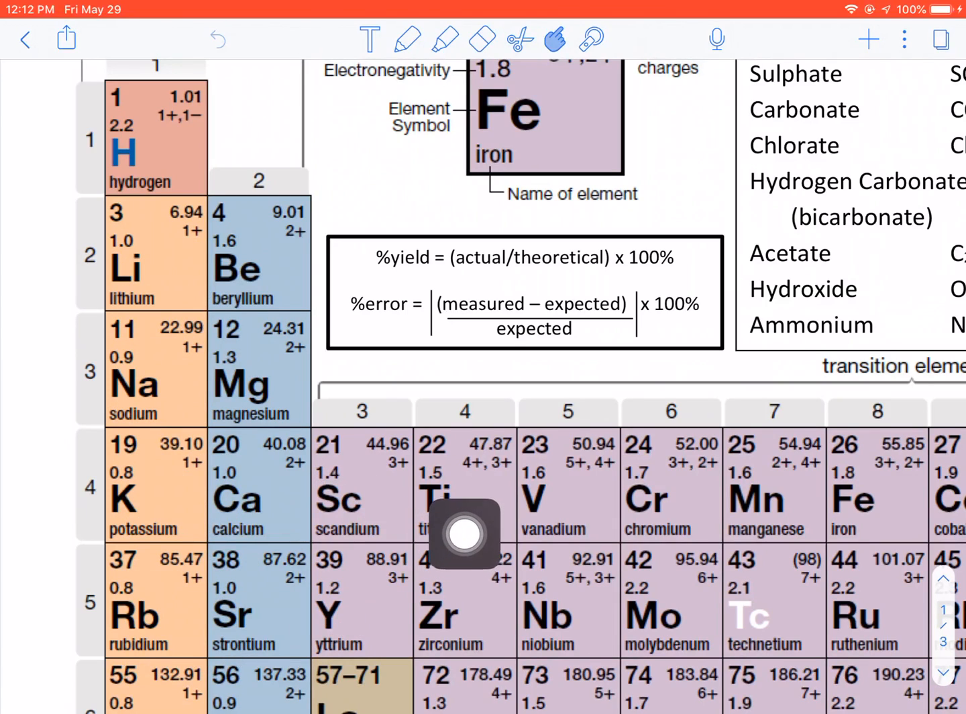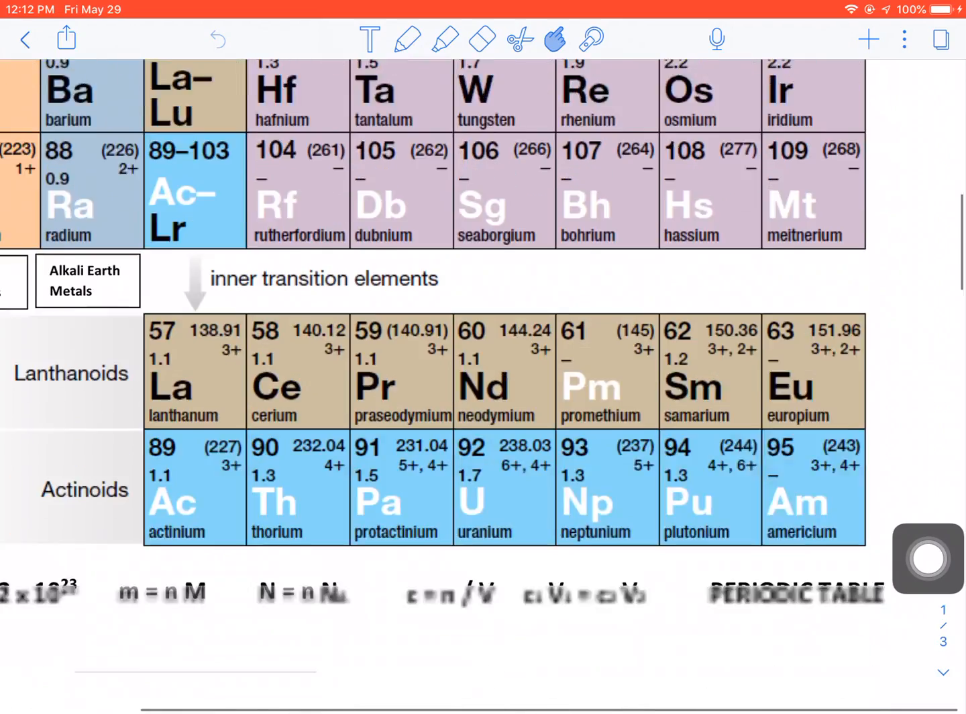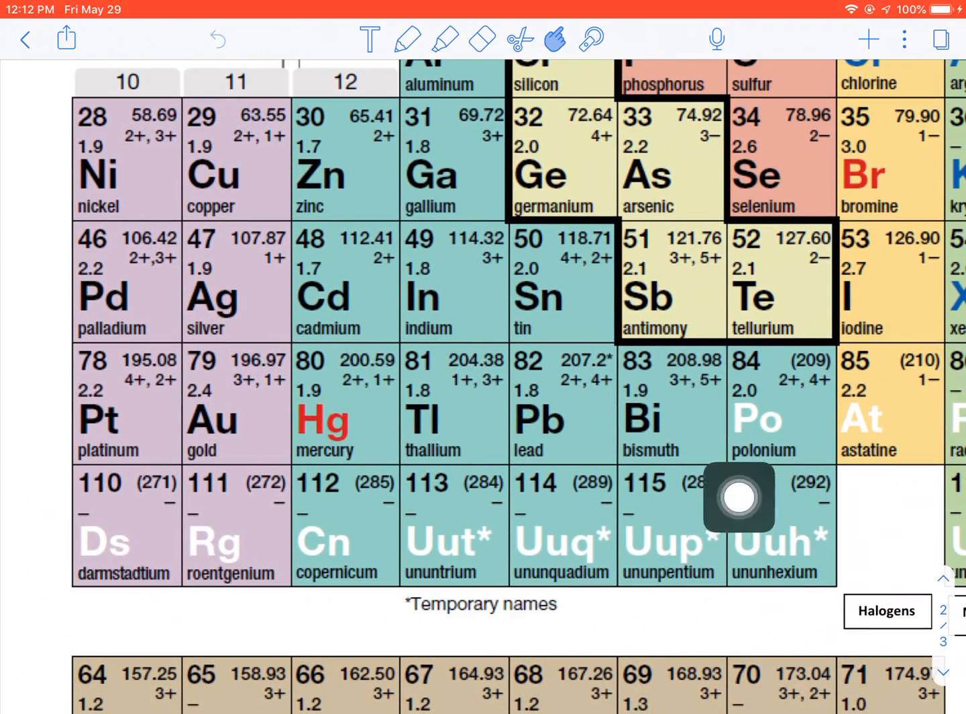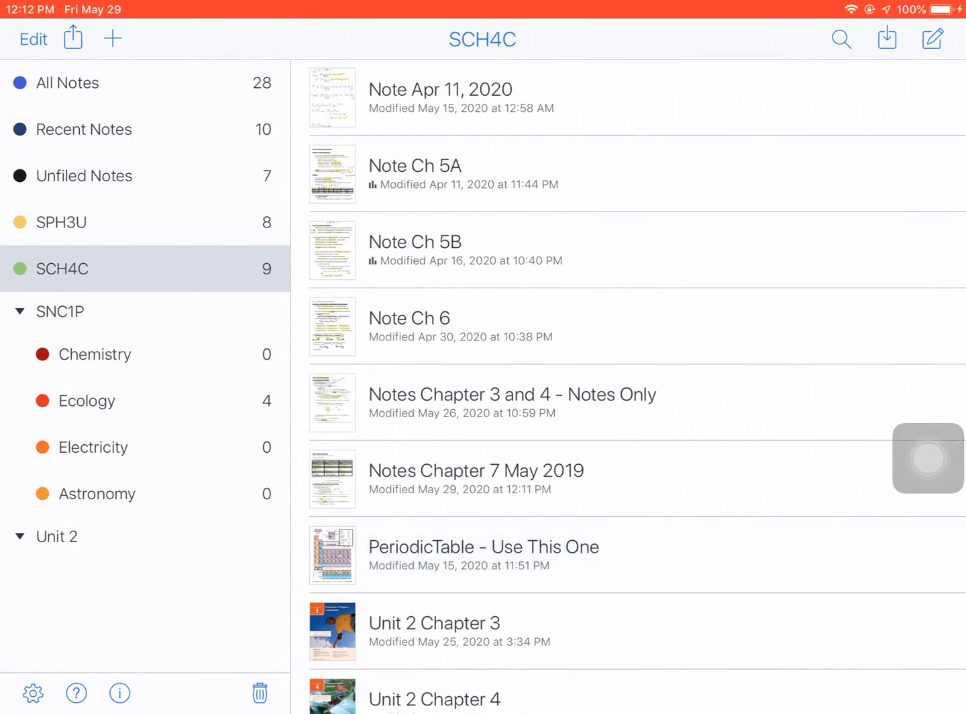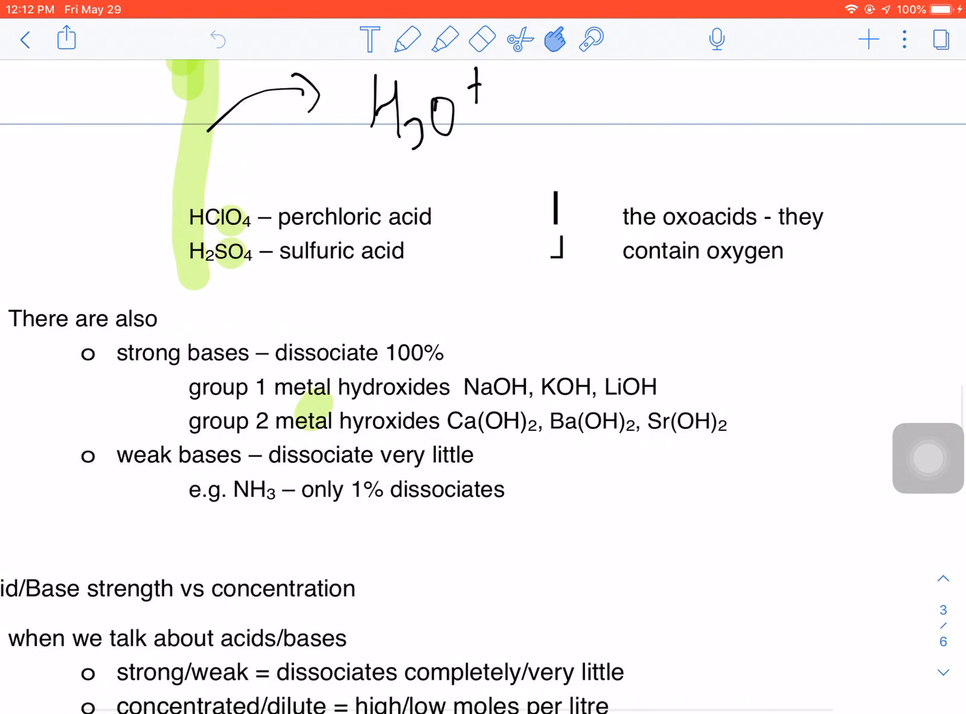Scandium hydroxide, no. Titanium hydroxide, no. Zirconium hydroxide, no. Iron hydroxide, no. They're all weak hydroxides. Cobalt hydroxide, and if I scroll down the other side, nickel hydroxide, copper hydroxide, zinc hydroxide, mercury, gold hydroxide, all those hydroxides will be weak bases. So the group 1 and group 2 metal hydroxides are all strong bases.